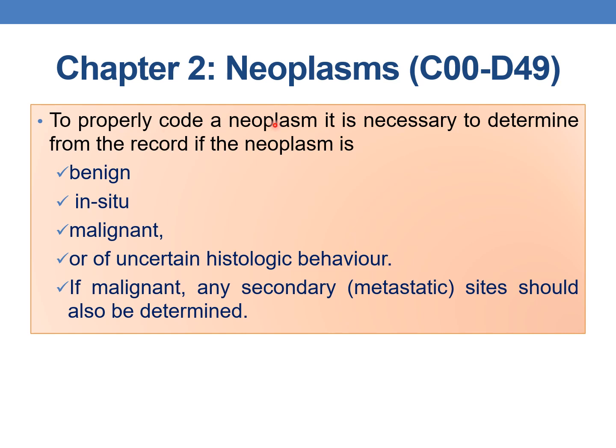To properly code a neoplasm, it is necessary to determine from the record whether the neoplasm is benign, in situ, malignant, or of uncertain histological behavior, and if malignant, whether it is primary or secondary. That must be determined.